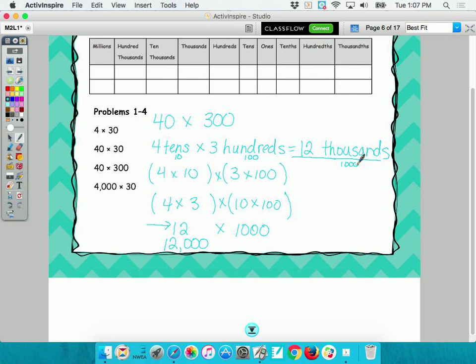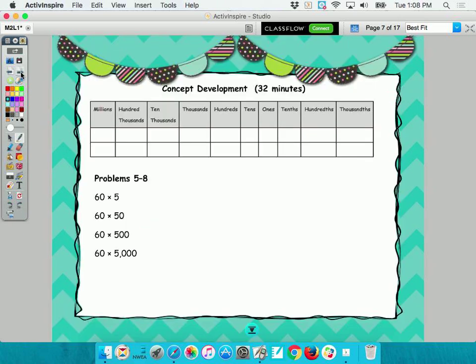1,000. That's how I figure out my place value in unit form. Clever, huh? Okay, let's turn the page. I'm going to turn the page. You erase.